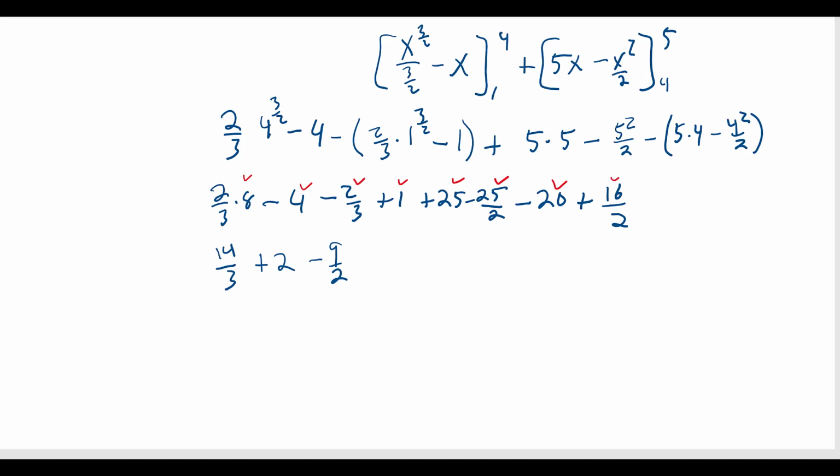Okay, good. So we can see the common denominator is going to be 6 out of all this. So I have to multiply this first one by 2 over 2. So we end up with 28 sixths plus 12 sixths minus 27 sixths. So 28 minus 27 is 1. Plus 12 is 13, so it's 13 sixths, and that's the answer.